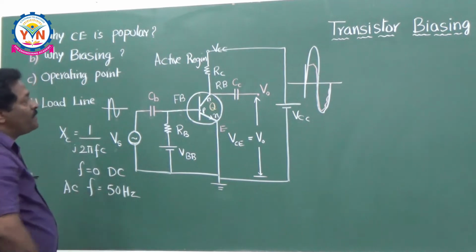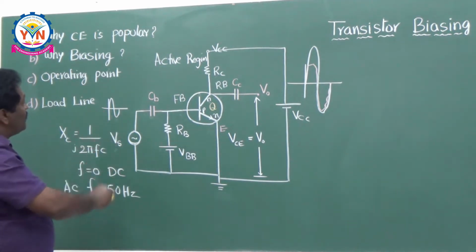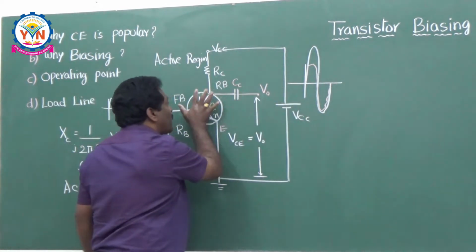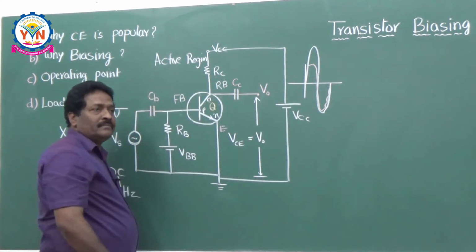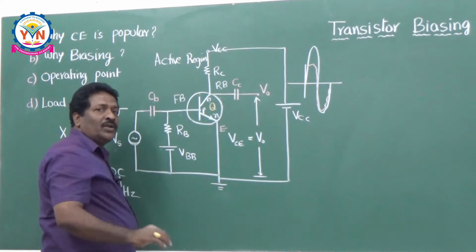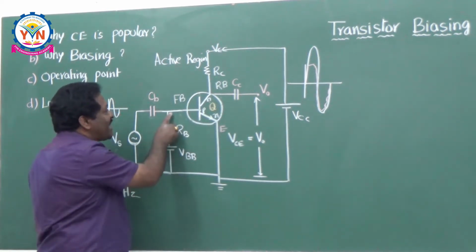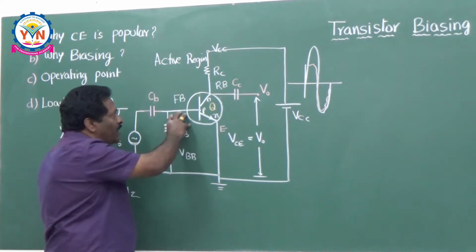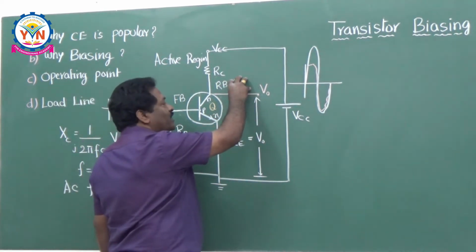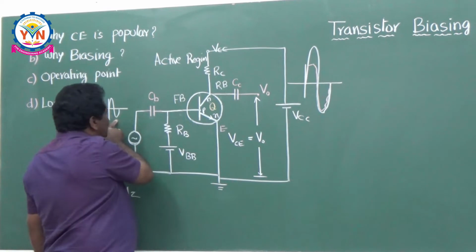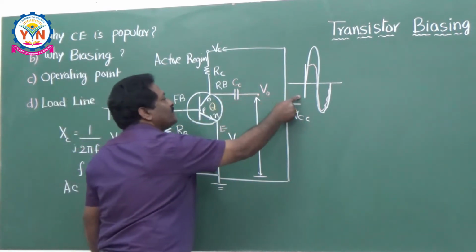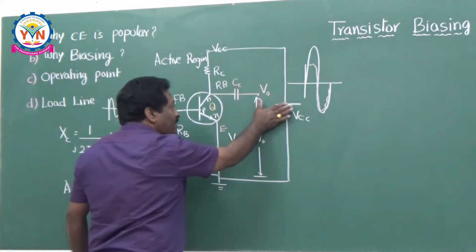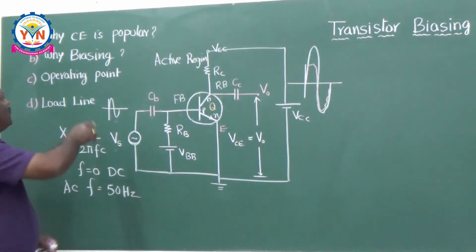So that's why, in order to get faithful amplification from the input to the output, you have to bias the transistor. Biasing the transistor means you have to always put your transistor in the active region. What do you mean by the active region? The input junction should be forward biased, and the output junction should be reverse biased. Then only the signal can go from this to this without changing its shape. And that's the reason we go for biasing.